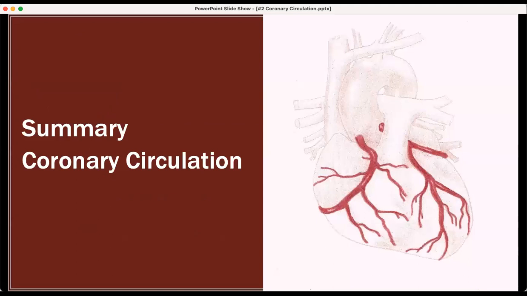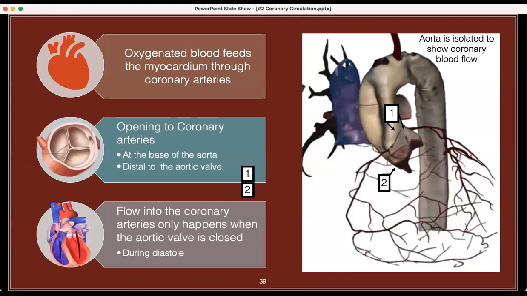All right. So, summary of coronary circulation. This is showing those two main coronary arteries coming off the base of the aorta. So remember, the oxygenated blood is feeding the heart through those coronary arteries. And this is a good image off to the left of the screen, showing the ostia, the opening.